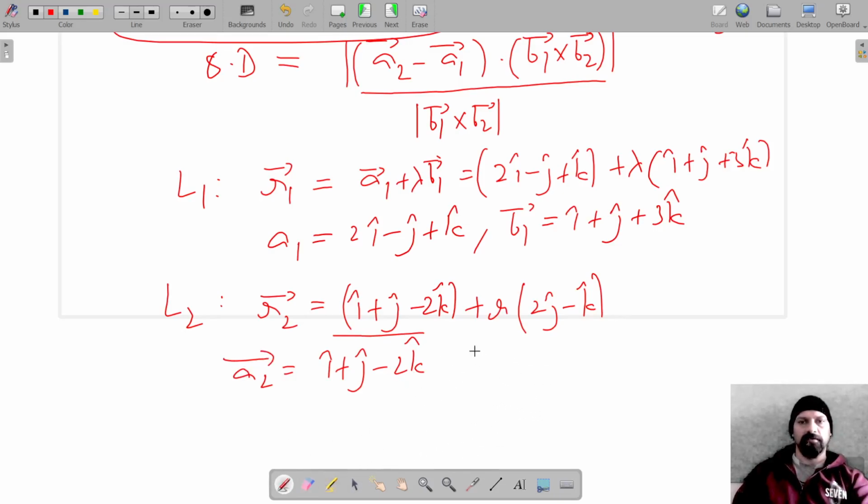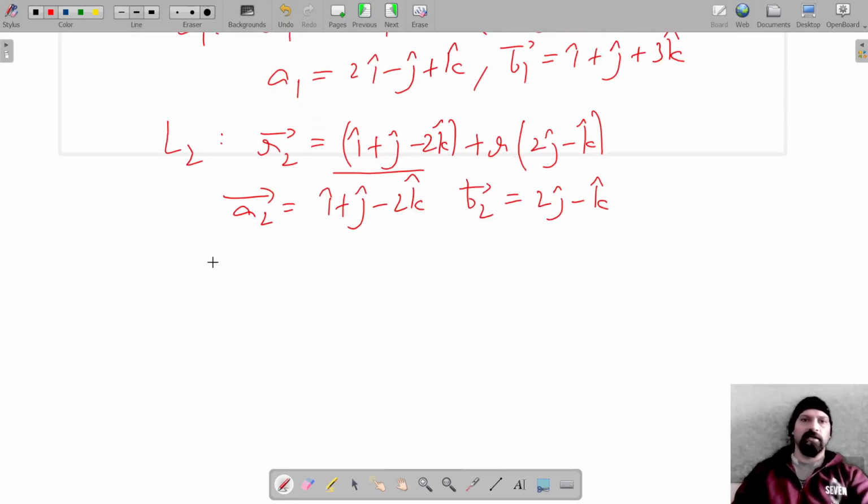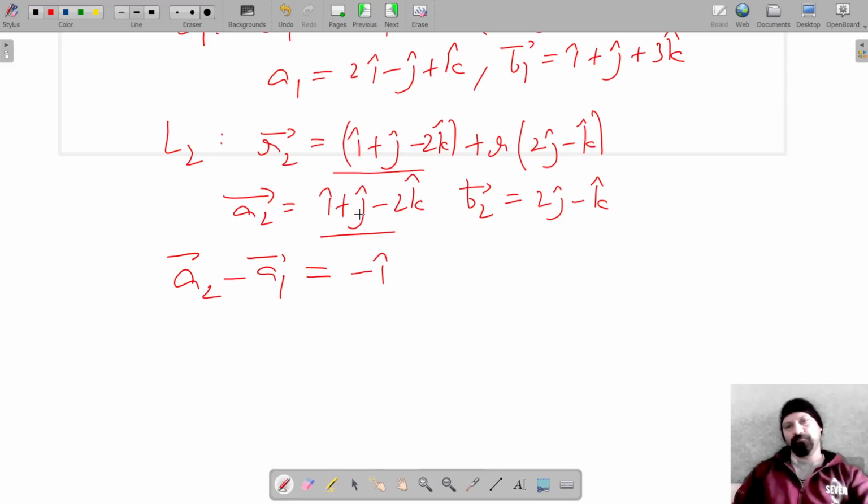And this is the B2 vector, which is equal to 2j cap minus k cap. Okay, now let's use the formula. Let's find out A2 minus A1's dot product with B1 cross B2. So let's find out A2 minus A1. This is A2, this is A1. So i cap minus 2i cap is negative i cap, and j cap minus of minus j cap is plus 2j cap, minus 2k cap minus k cap is minus 3k cap. This is A2 minus A1.